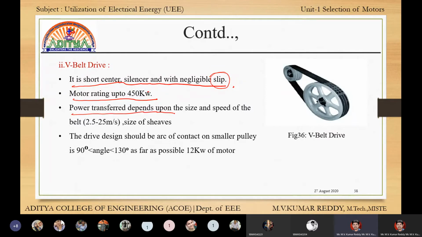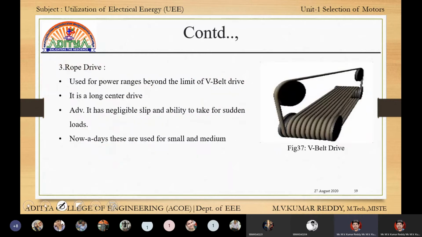Next, power transfer depends upon the size and speed of the belt. Generally, speed is 2.5 to 25 meters per second. Next, drive design: the arc of contact on the smaller pulley should be between 90 degrees to 130 degrees, and possible power is 12 kilowatts.